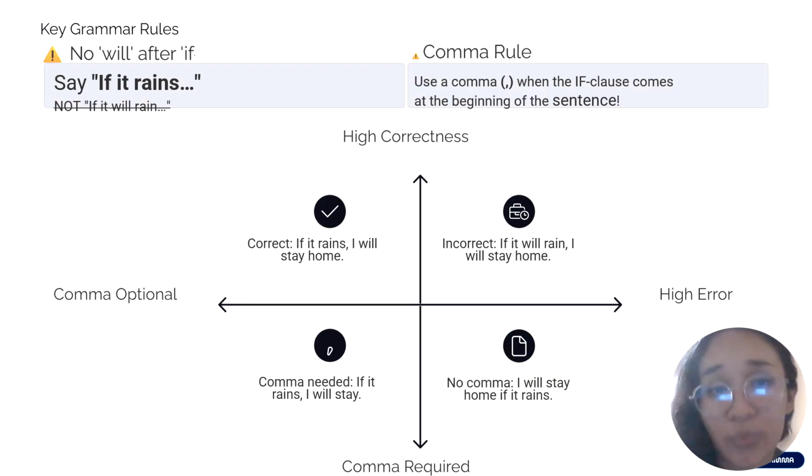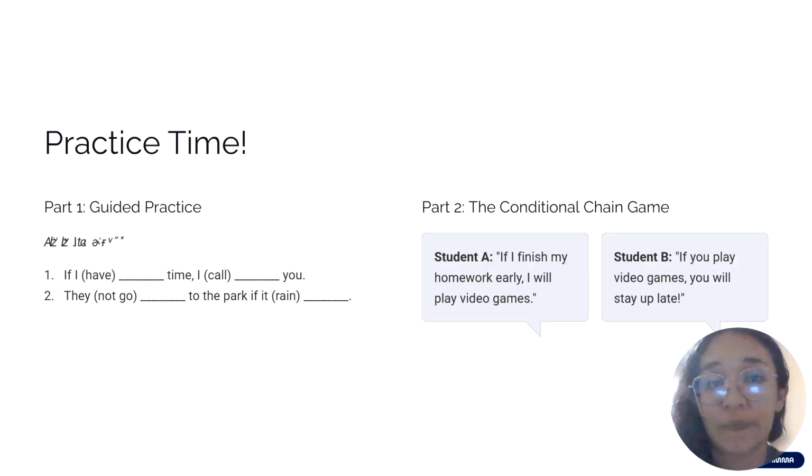Second, one punctuation rule. The if clause comes first, and we must use the comma to separate the two clauses. But if we invert the sentence and put the will clause first, for example, you will pass the exam if you study hard, in this case the comma is not needed. I clarify this to prevent common errors during the practice, so pay attention to that.